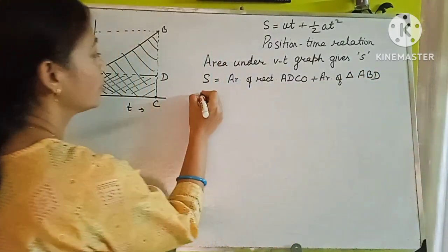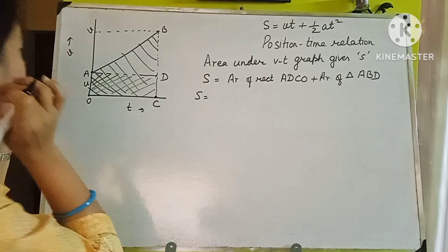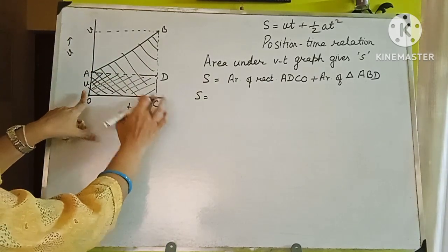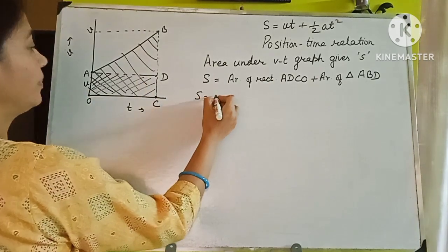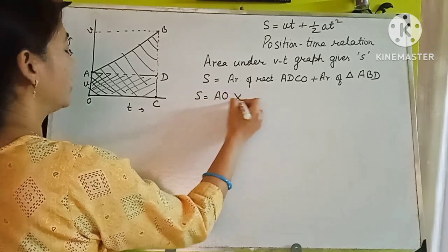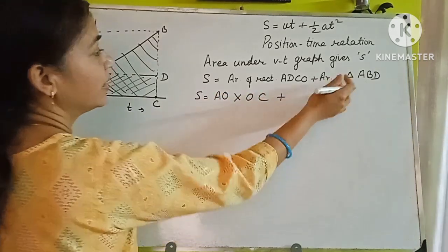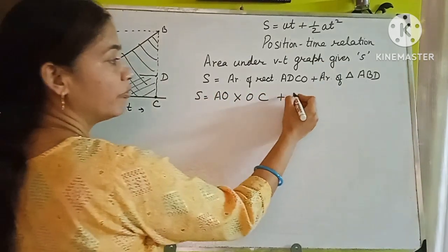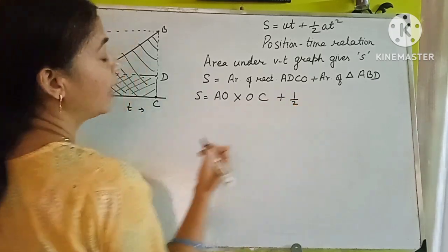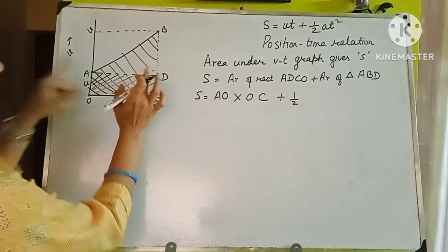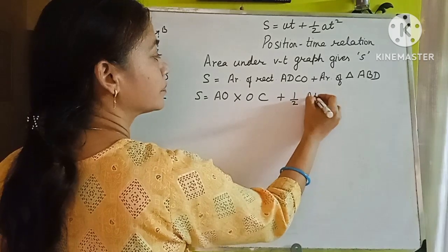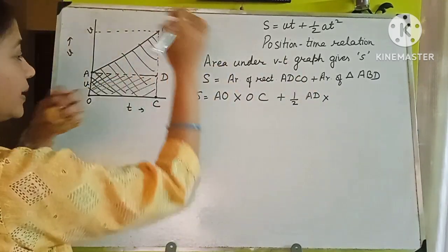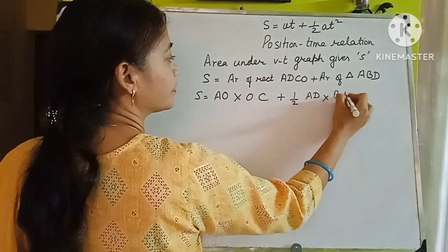Now just substitute the formula. Area of a rectangle is length into width. So this is your length, this is your width. It will be AO multiplied by OC, plus the triangle area. What is the formula for the area of a triangle? Half base into height. What is the base of this triangle? AD. What is the height of the triangle? BD.